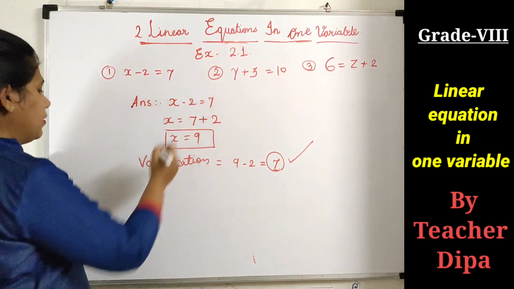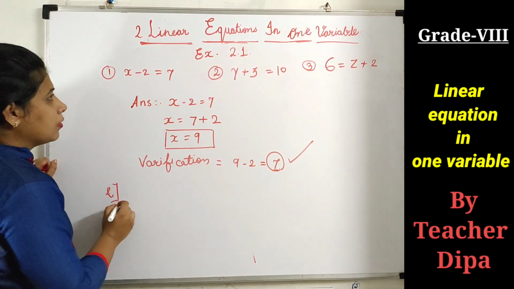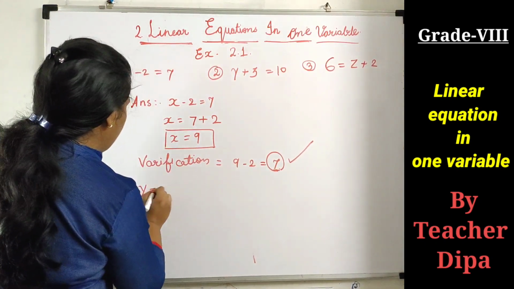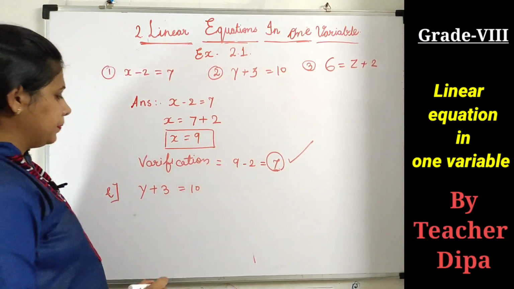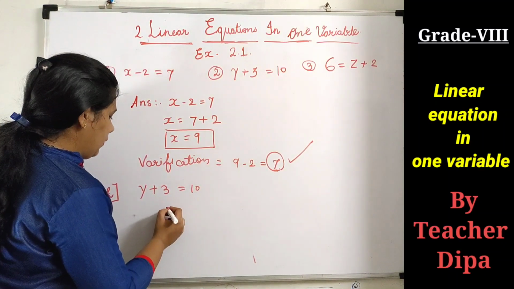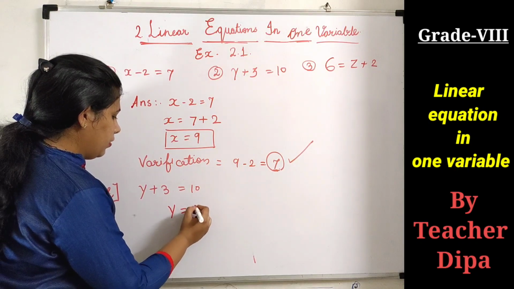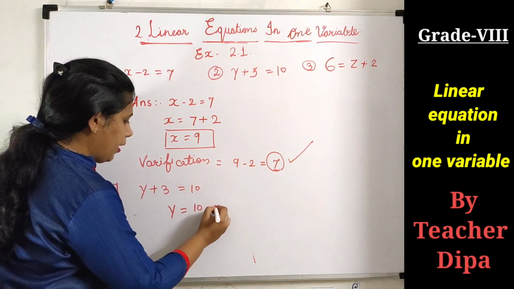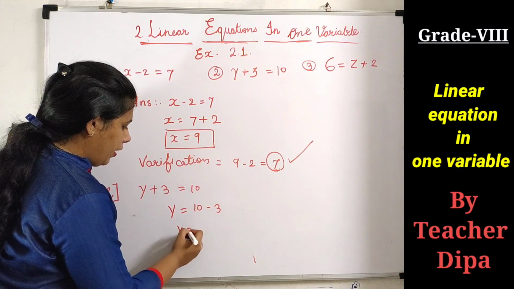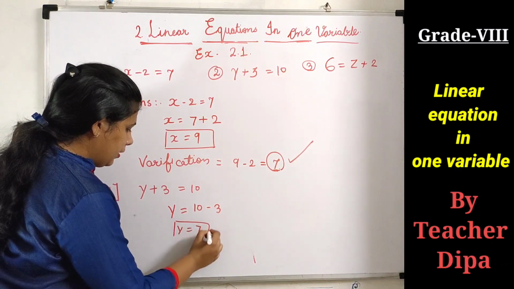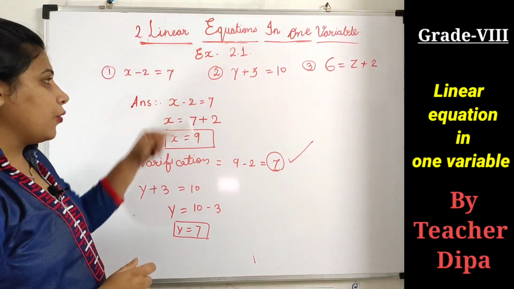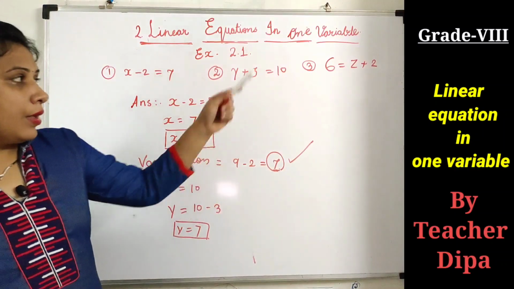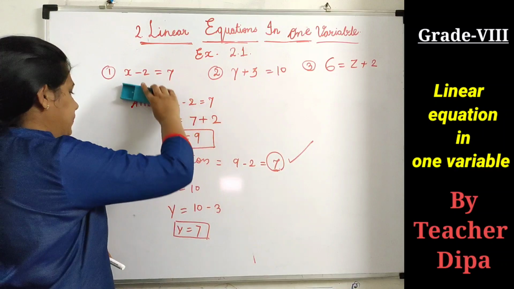The next sum is y plus 3 is equal to 10. Again in the same way, 10 minus 3 and y is equal to 7. Once you get the concept here, you can solve it very easily. We can proceed with the third sum.